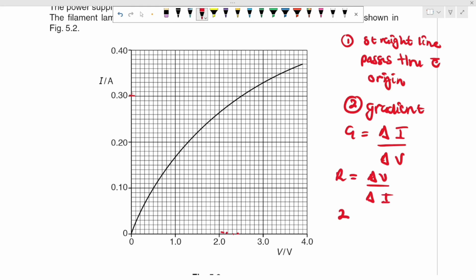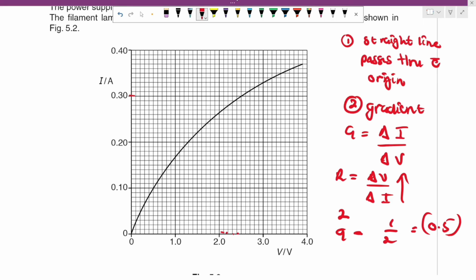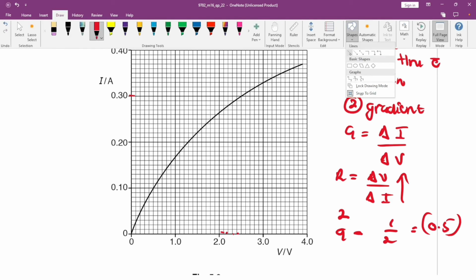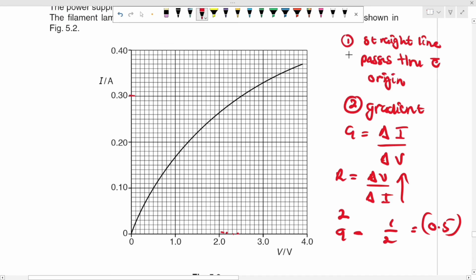So it means that my gradient would just be flipping this, right? Which would just be 1 over 2, with the gradient 0.5. So I need a line that has gradient 0.5, and I need a line that passes through the origin. So what do we do? What we do is simple. Our line must have a gradient of half, right?